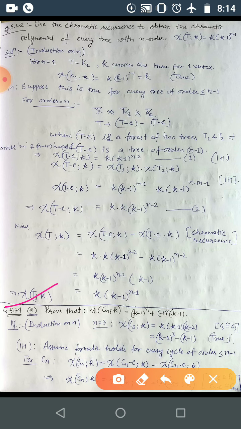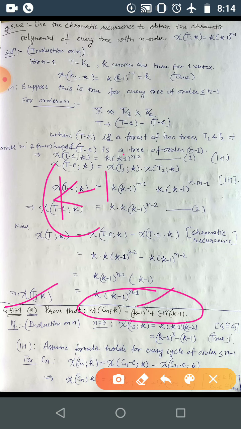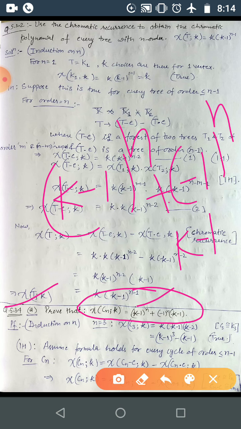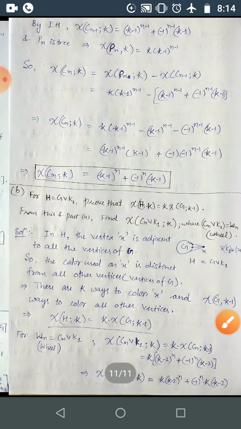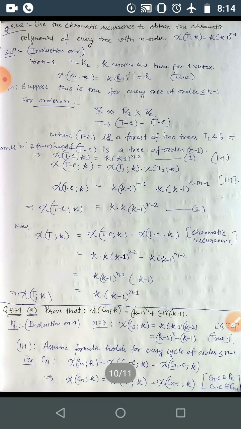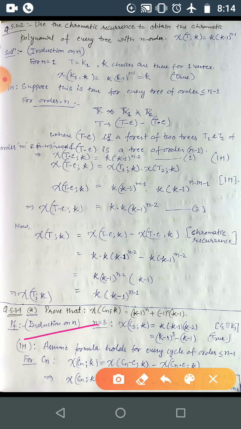Part A, prove that the chromatic polynomial for Cn when k colors are given is equal to (k minus 1) raised to power n plus (minus 1) raised to power n into (k minus 1). Okay. So again we can use the induction on M and chromatic recurrence as we have done here. Correct? So for Cn, n starts with at least 3.